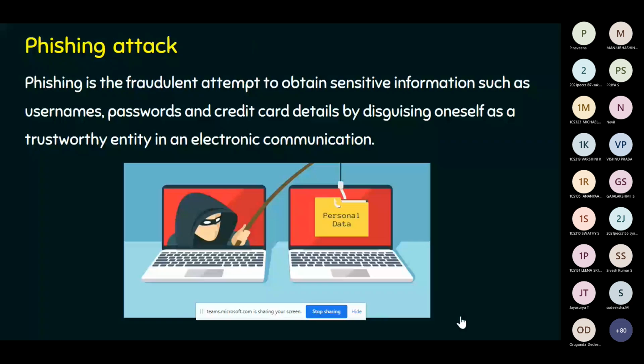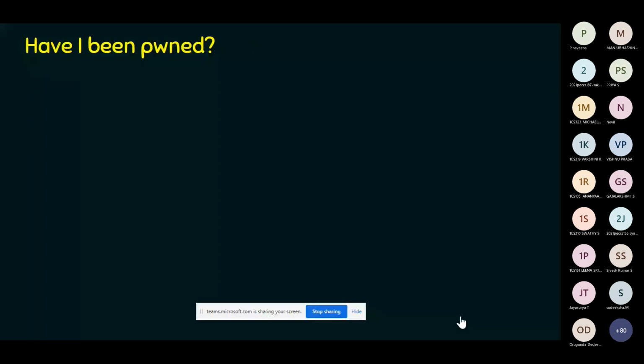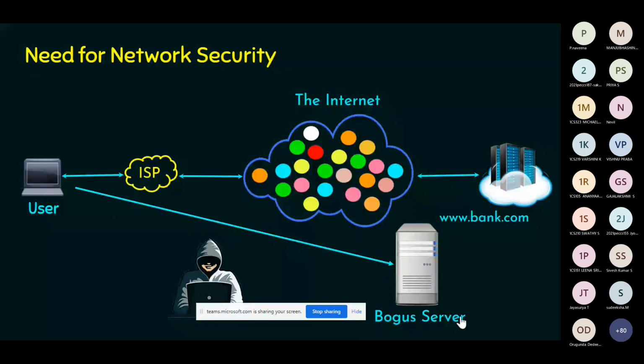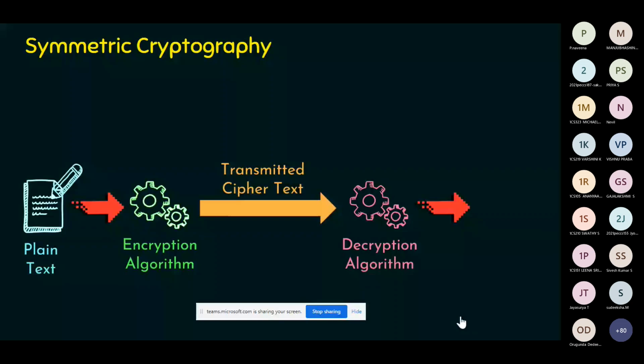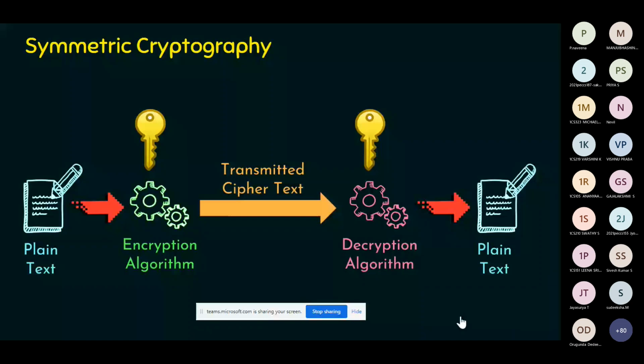Then we also understood what phishing is, and we saw a real-time example with Have I Been Pwned for your data. So undeniably, security is an essential element on the internet. Talking about cryptography, we have basically two types. One is symmetric, where the plain text is converted into ciphertext, and ciphertext is converted back to plain text. The reason it is symmetric is that the encryption algorithm and decryption algorithm use the same keys.